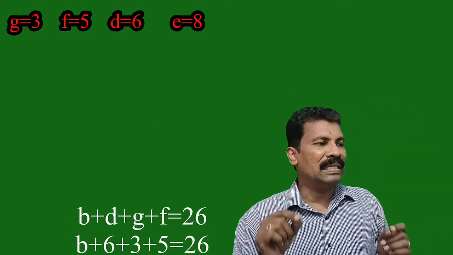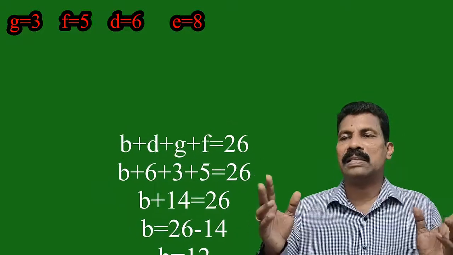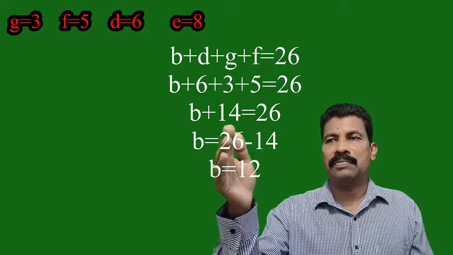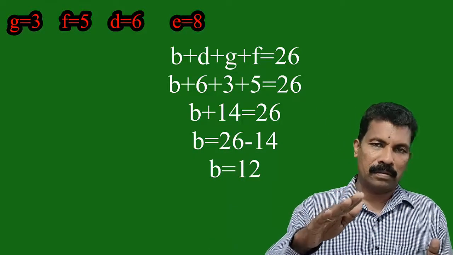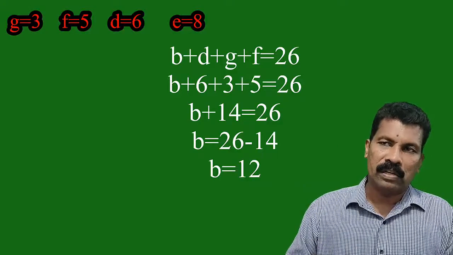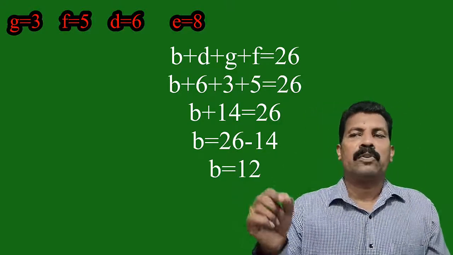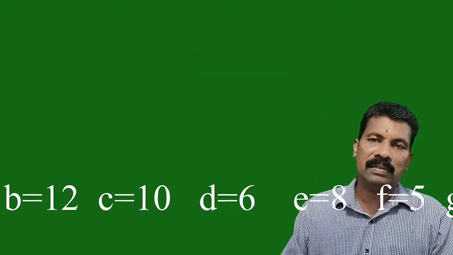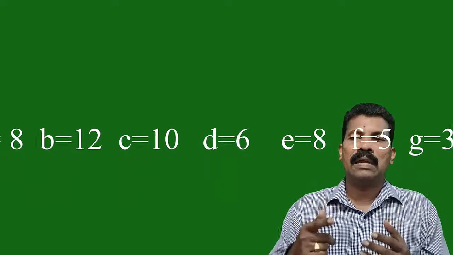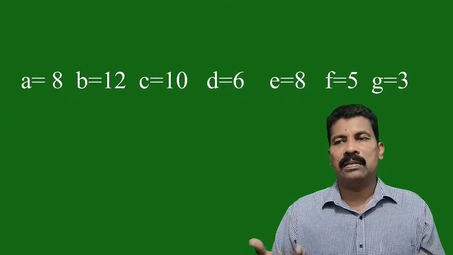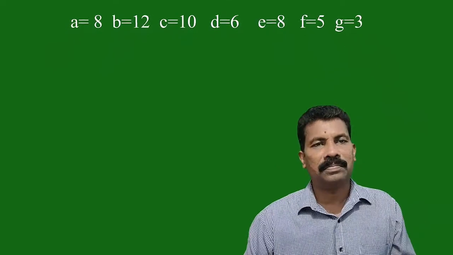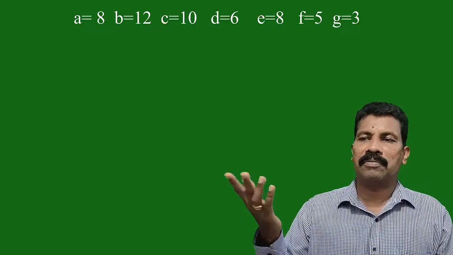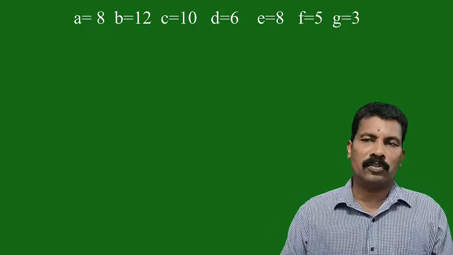Similarly, B plus D plus G plus F is equal to 26. Again, substituting D is equal to 6, G is equal to 3, F is equal to 5, we can find B plus 14 is equal to 26. So B is equal to 26 minus 14, that is equal to 12. So we got all the values of the 7 variables A, B, C, D, E, F, G. A is equal to 8, B is equal to 12, C is equal to 10, D is equal to 6, E is equal to 8, F is equal to 5, G is equal to 3. That is given in the question.